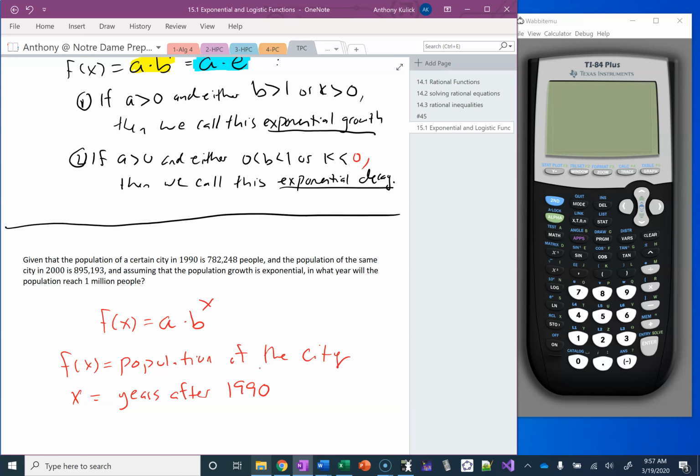Again, that's a pretty common thing to do. I'm just going to have to make sure that when I solve this for x, I remember to add it to 1990, or phrase my answer as that many years after 1990. But I'm really just doing this to keep the numbers a little bit smaller when I do my calculations. Instead of using 1,990, I can just use 0 for the first year. That helps quite a bit.